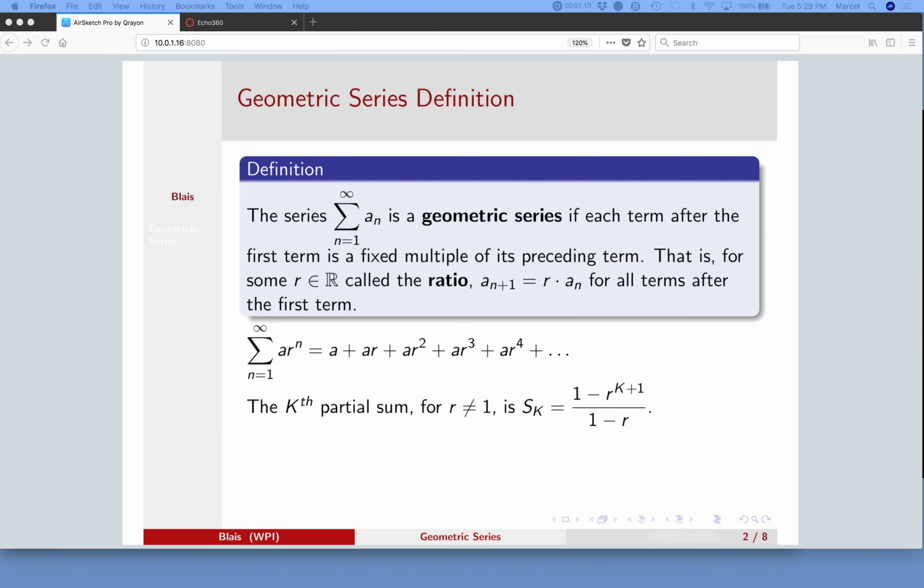A geometric series is a series where each term after the first is a fixed multiple of its preceding term. In other words, for some real number, little r, which we'll call the ratio, to get the a sub n plus 1 term, you take the a sub n term, the previous term, and multiply it by r. And this is true for all terms after the first term.